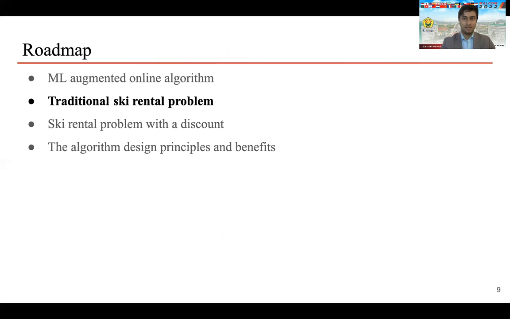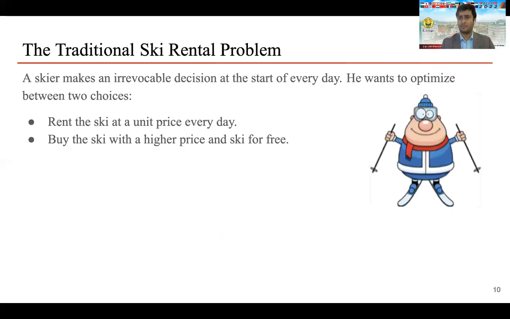One such problem, which I'm going to talk about, is the traditional ski rental problem. It is a very well-studied problem in computer science. To introduce it briefly, basically a skier makes an irrevocable decision at the start of every day. He wants to optimize between two choices that he has. One is he can rent the ski at a unit price for every day, or he can buy the ski with a higher price and ski for free from then onwards.